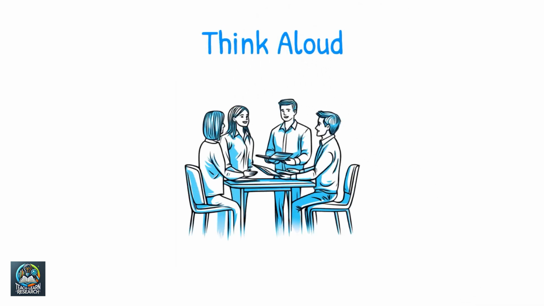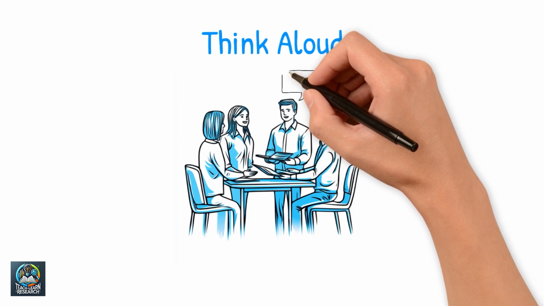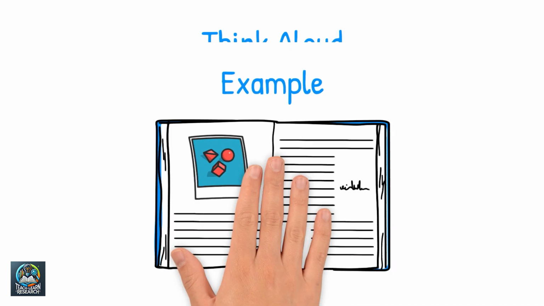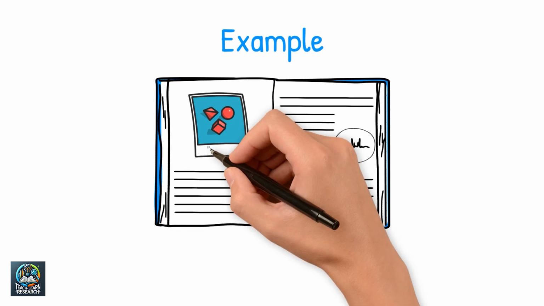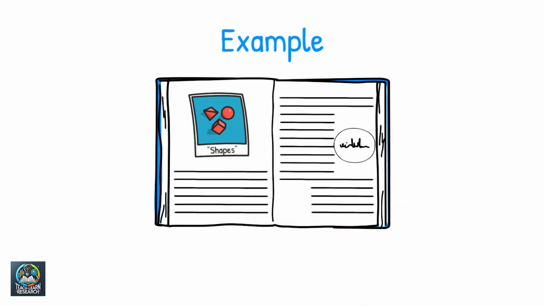Think aloud. Demonstrate how to use text features to understand the text. Verbalize your thought process. Example: this bold word is important. I'll look it up if I don't know it. This caption helps explain the photo, giving more context to the paragraph above.